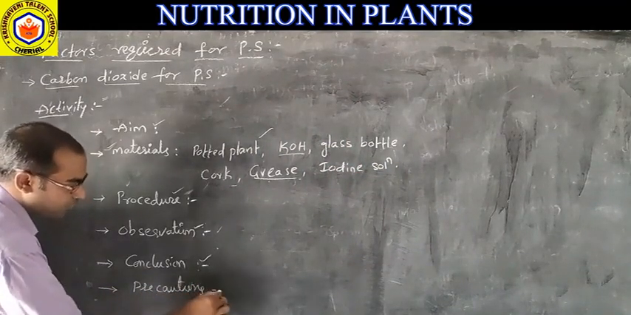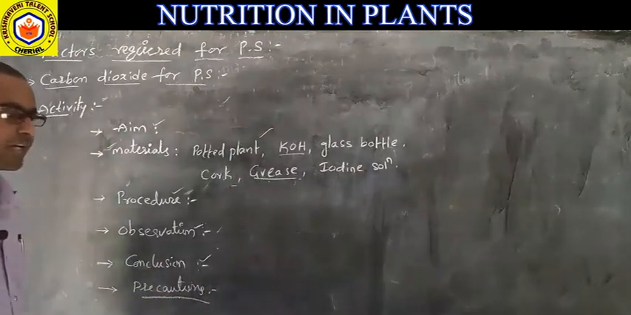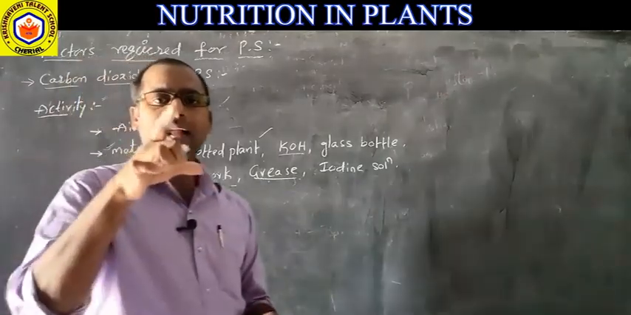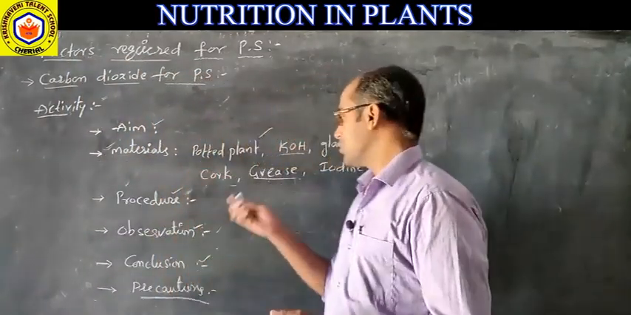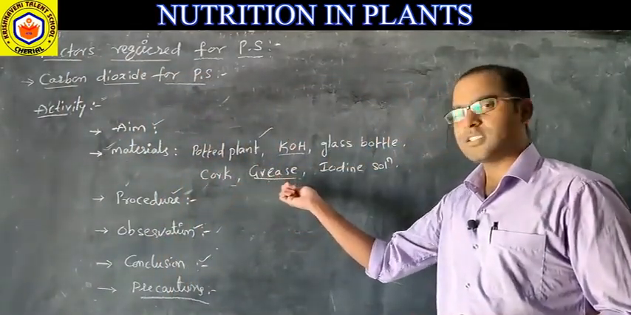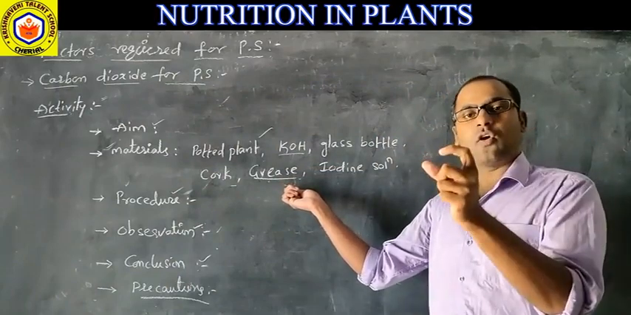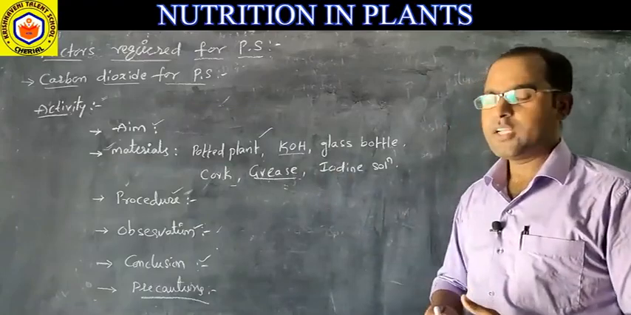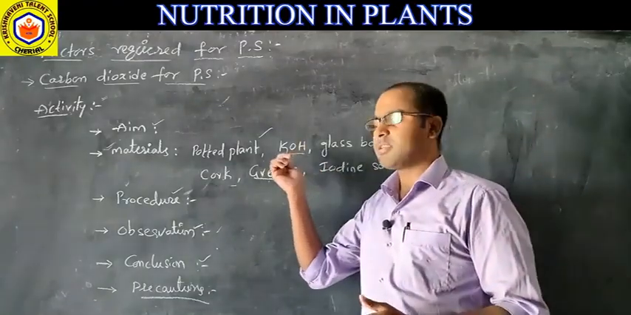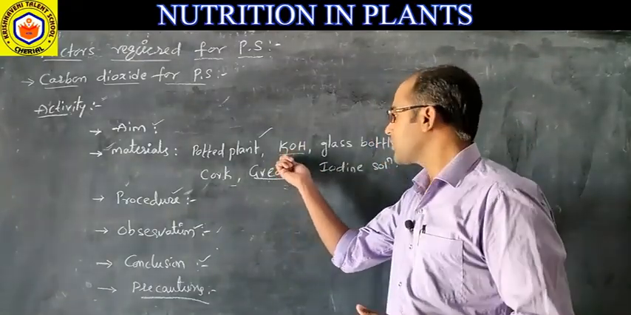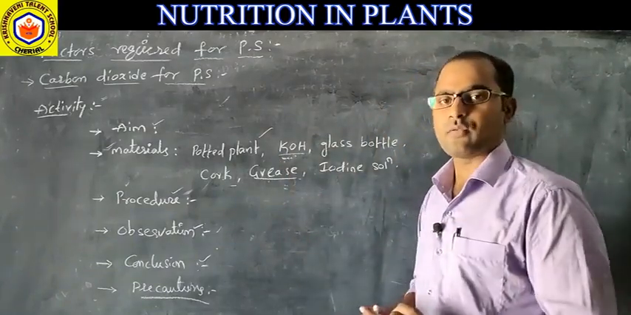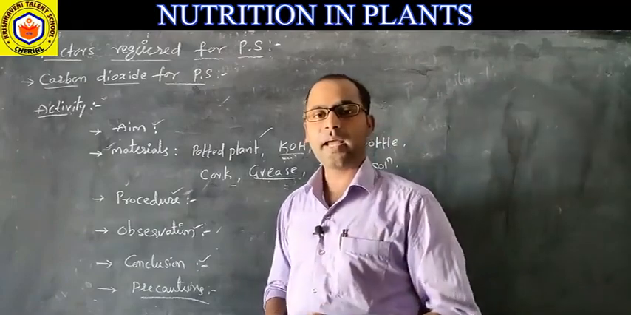What are the precautions we have to take in this activity? First, we should take a plant with long and narrow leaves. The bottle and cork should be completely covered with grease to prevent the entry of atmospheric air into the bottle. And the plant should not touch the potassium hydroxide solution inside the bottle. These three are the precautions we have to take while performing this activity.